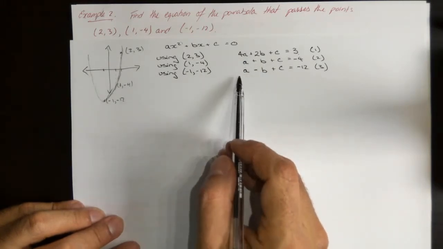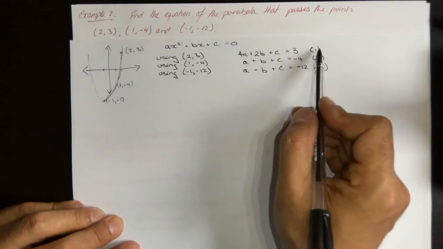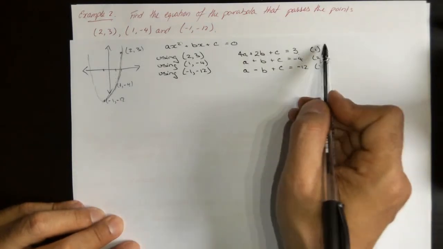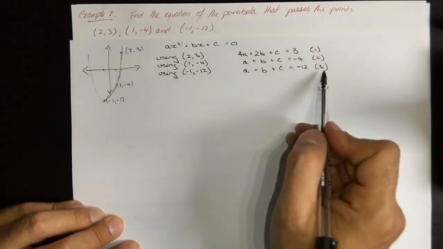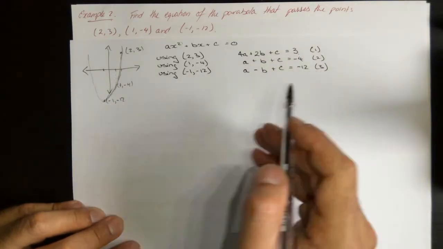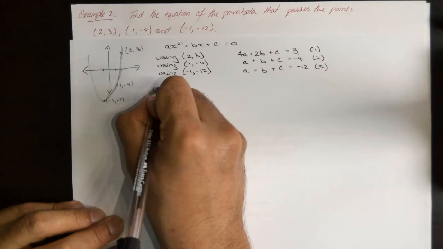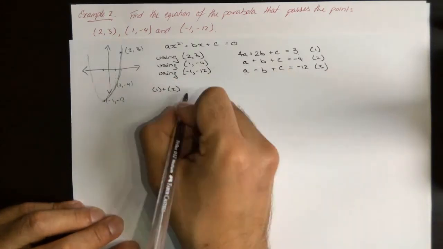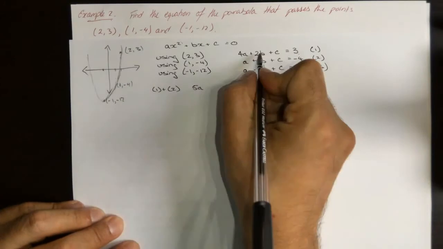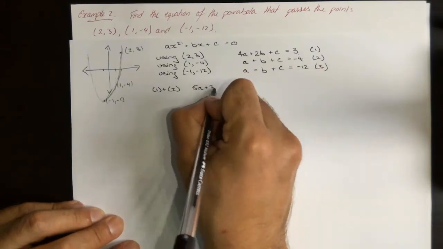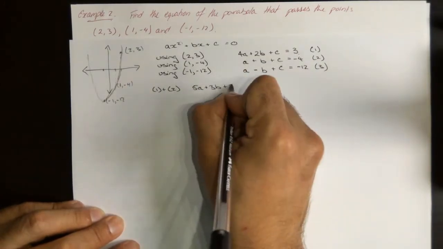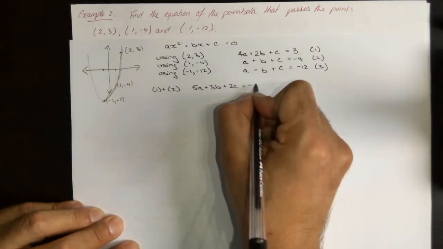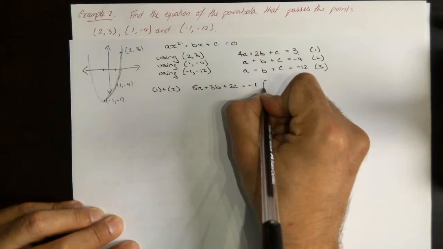And I'm going to do it logically. I'm going to add equation 1 with equation 2, and then I'm going to add the same equation 1 with equation 3 to make 2 new equations. So 1 plus 2, that becomes 5a. 2 plus 1 becomes 3b, plus 2c. And 3 plus -4 becomes -1. That's going to be equation 4.